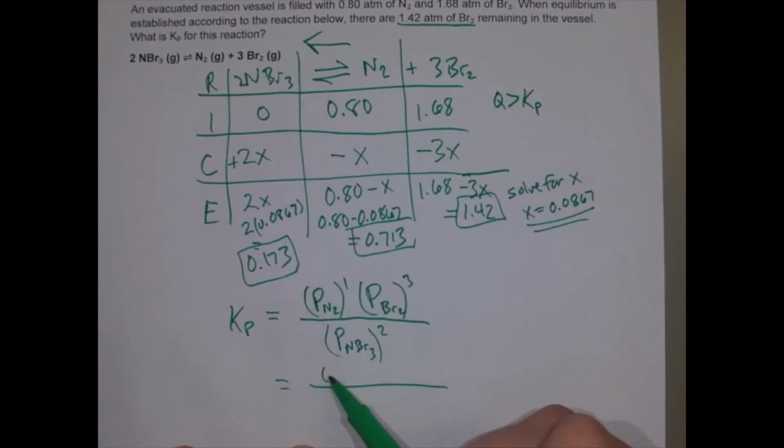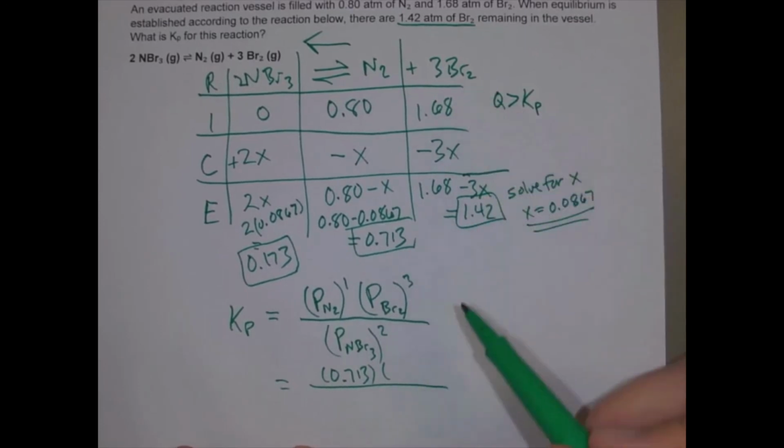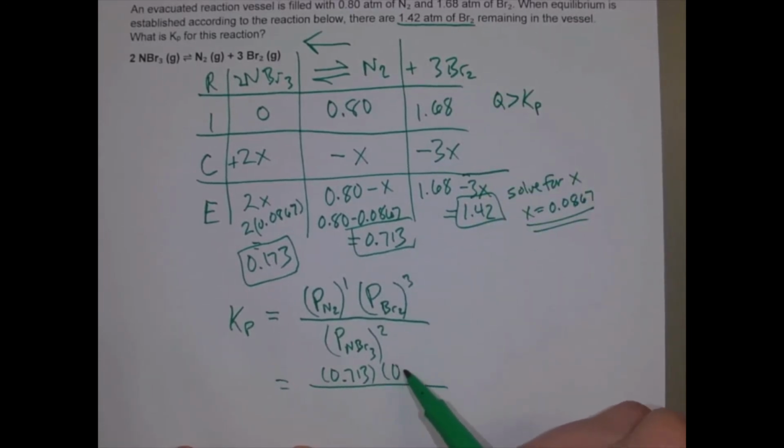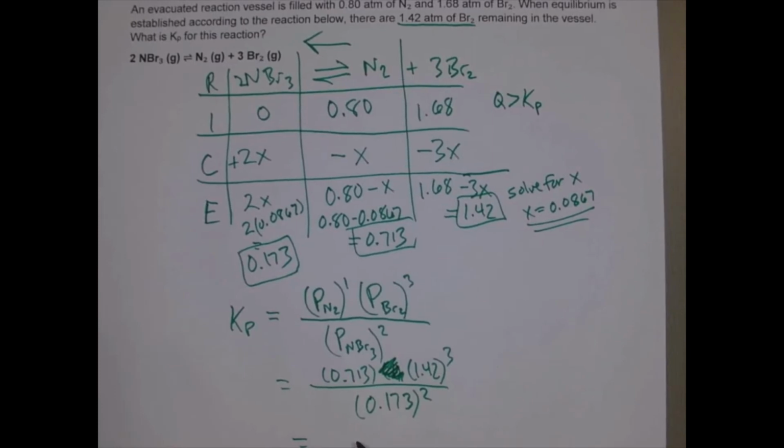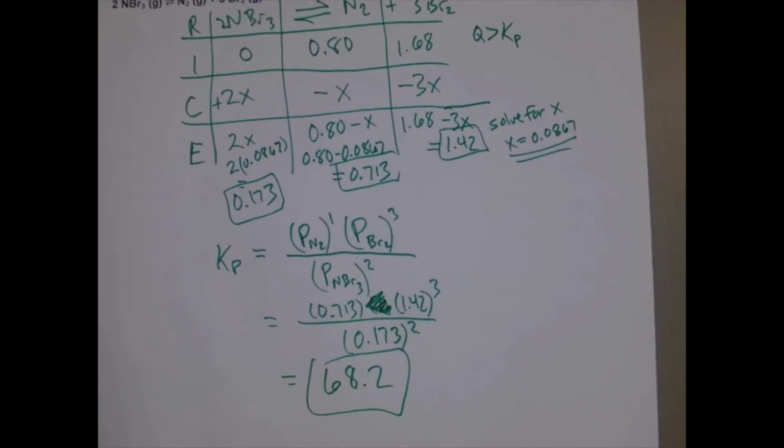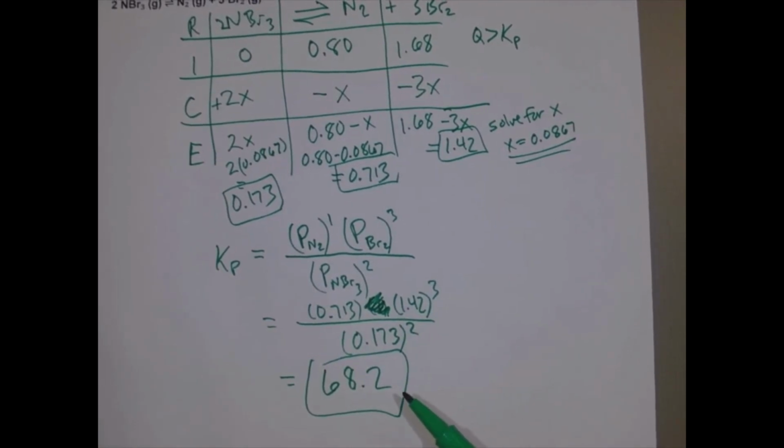The nitrogen I have is 0.713 times, for the bromine, 1.42 quantity cubed. Okay, and then for the nitrogen tribromide, that's 0.173 quantity squared. Okay? So if you do the math for that, you get 68.2 is the equilibrium constant for this reaction. And it is unitless. Remember, this just represents a ratio of products to reactants, so it has no units.